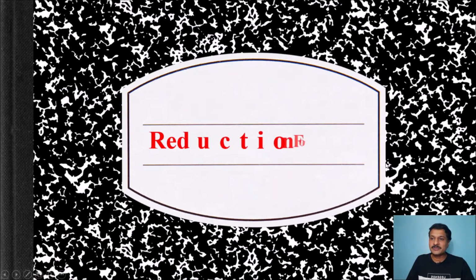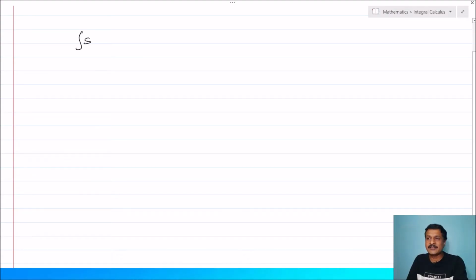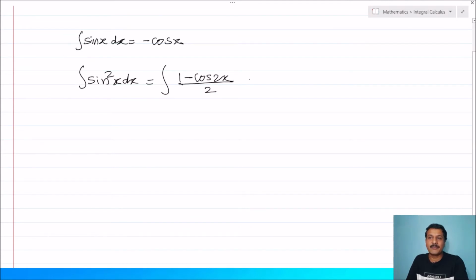Dear students, today we are going to start the reduction formula. You know the integration of sin x is nothing but minus cos x. Suppose I want to find the integration of sin square x. So how to evaluate it? I can write 1 minus cos 2x by 2, a trigonometric formula, and I can evaluate it.